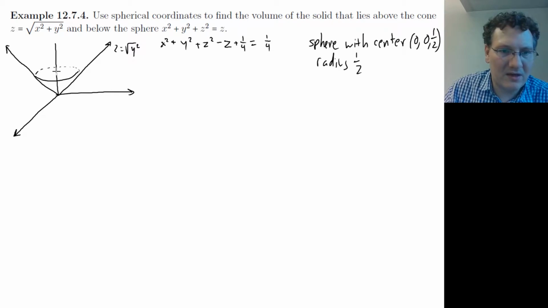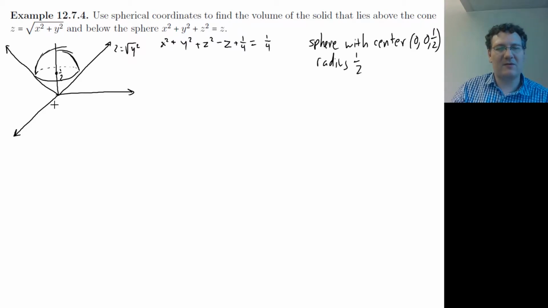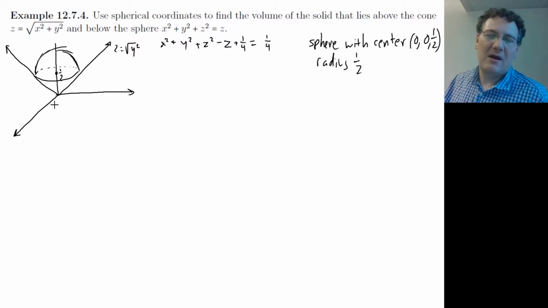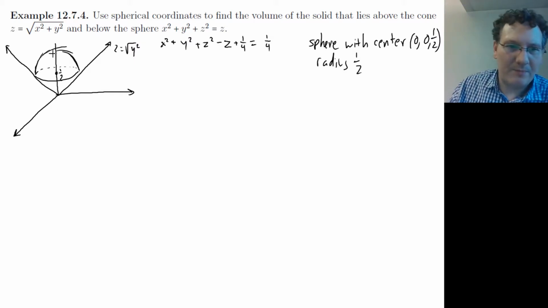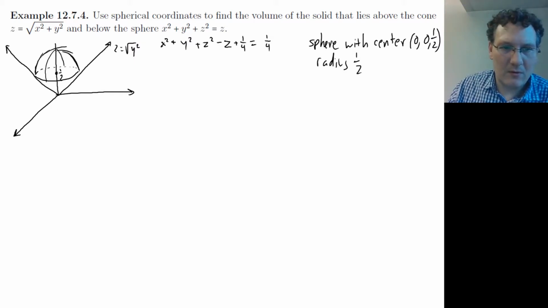So this is going to kind of look like this. If this is at 1/2, we're going to sort of have a spherical top like this. Now if you continued, it would come around to the origin.